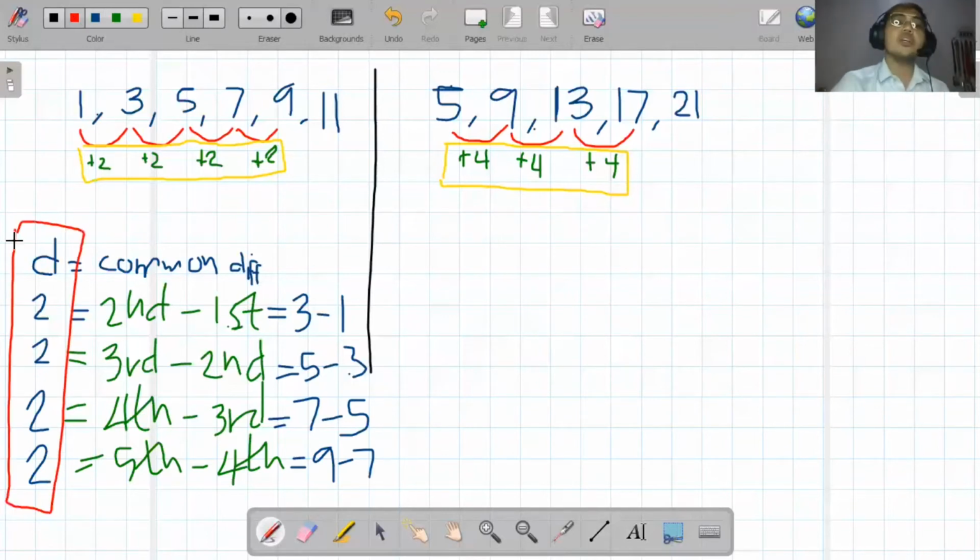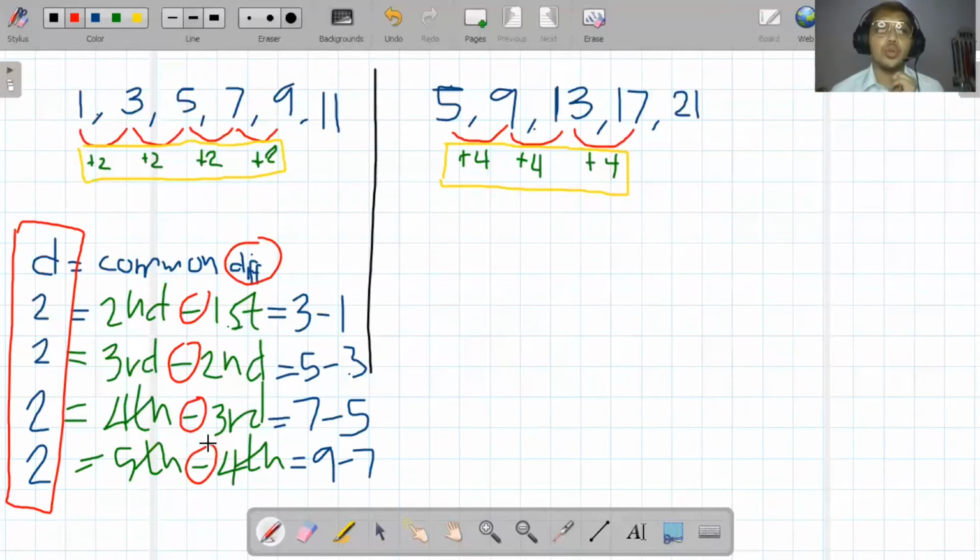Mao nang gitawag siya og difference because we are subtracting to get that. Atong gi-minus ang duha ka term nga nagsunod. Nya, nganong gitawag man siya og common? When you say common, parehas. So mao na, dapat parehas ang answer nga nakuha nato: 2, 2, 2, 2, 2.